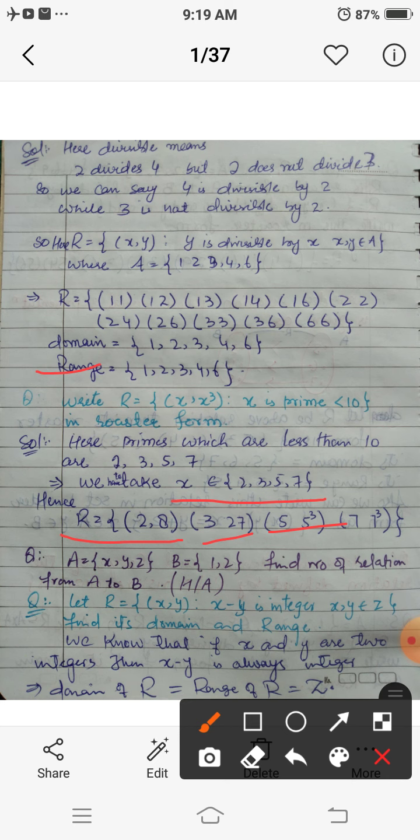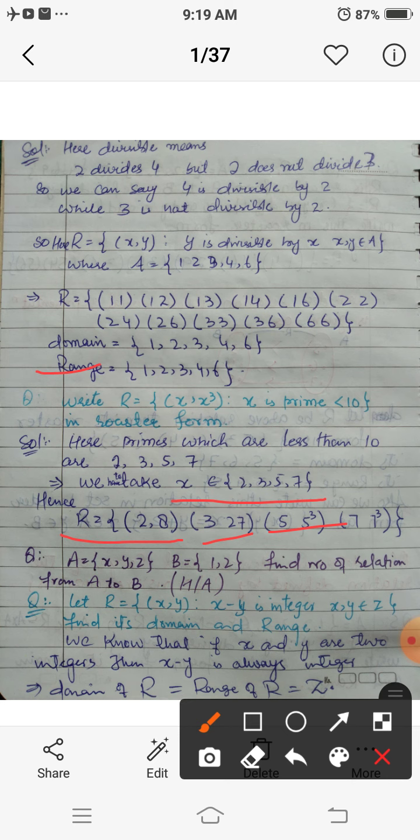The last one is: let R equal (x, y) such that x minus y is an integer, where x, y belong to Z, the set of integers. Find its domain and range. You know that we have to consider those ordered pairs whose difference of first and second terms is an integer.